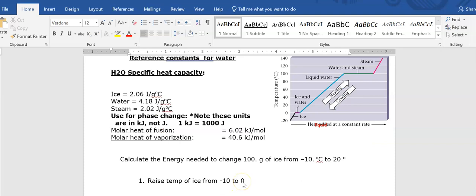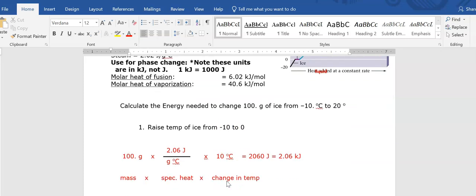raising the temperature of the ice from -10 to 0, because 0 is the melting point of water. So as we do that, it's going to be the mc delta T equation, because we're changing the temperature. And so we have 100 grams. Now we're going to use the heat capacity of ice, not the heat capacity of water, because ice is what we're changing the temperature of. And then the change in temperature is 10 degrees, that we can see right here.